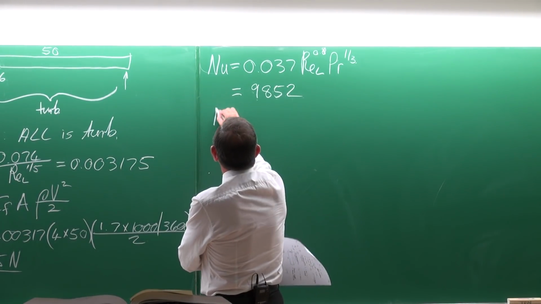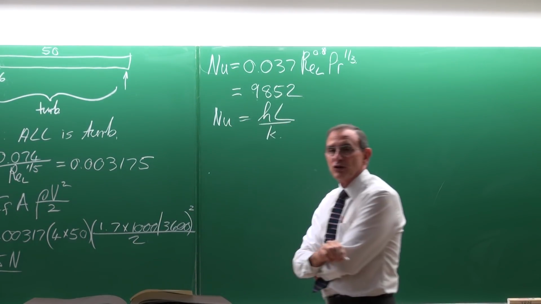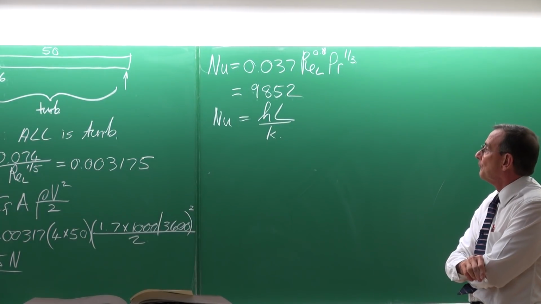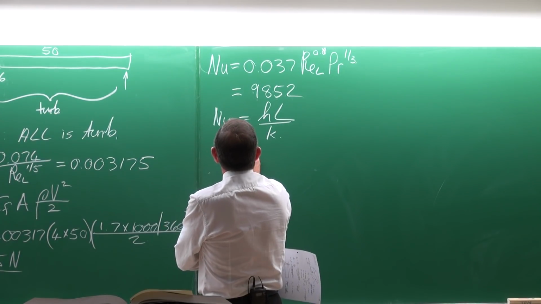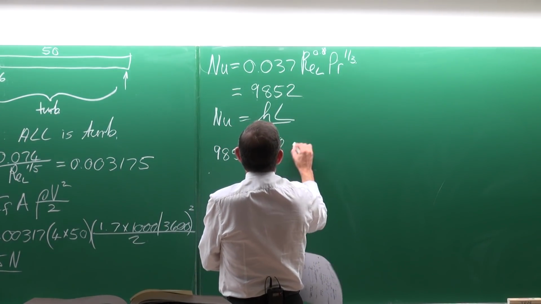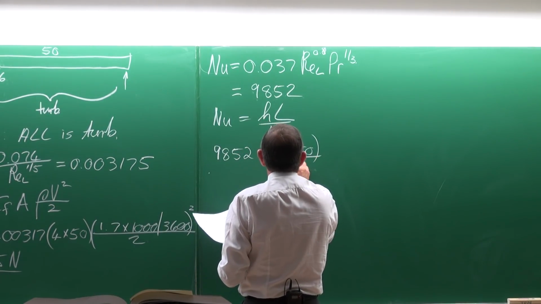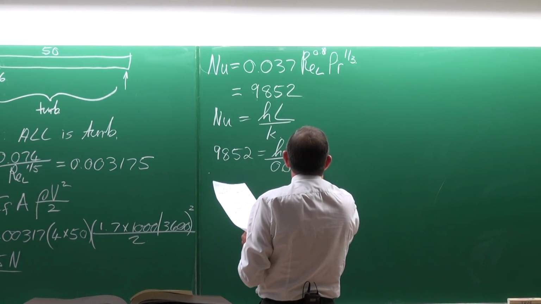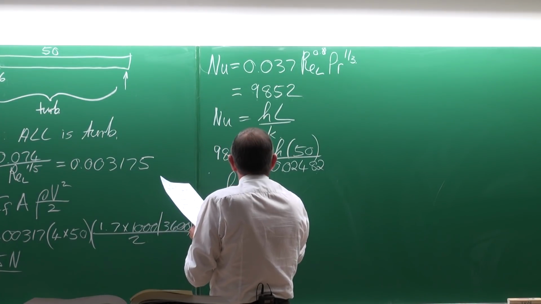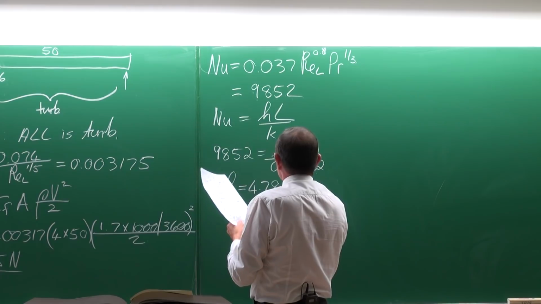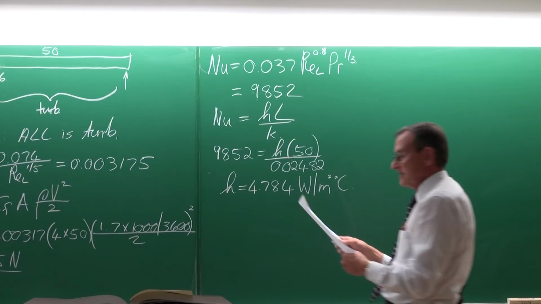This Nusselt number is equal to the heat transfer coefficient multiplied by the length divided by the thermal conductivity K. The Nusselt number 9,852 is equal to the heat transfer coefficient multiplied by the length, which is 50, divided by the thermal conductivity, which is 0.02482. It will give us a heat transfer coefficient of 4.784 watts per square meter degrees Celsius.